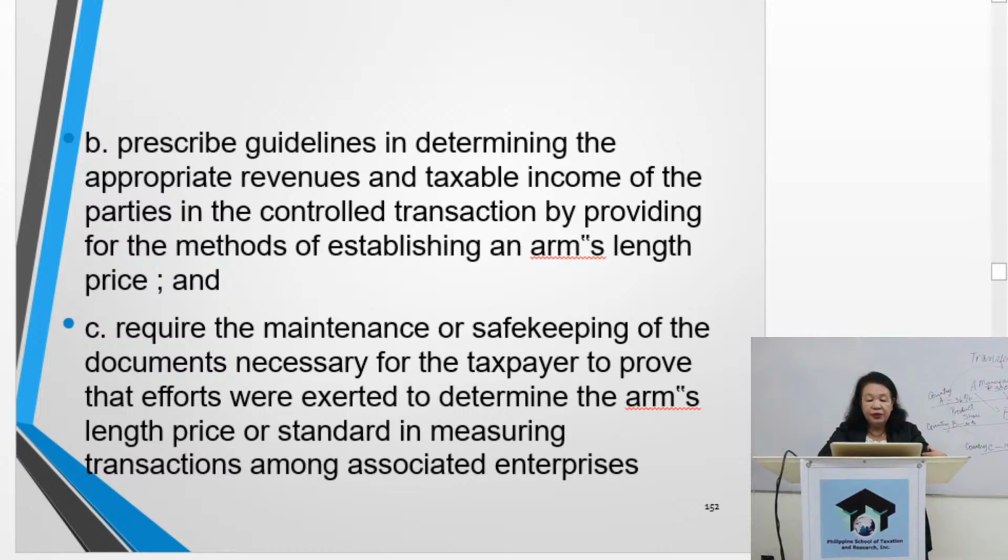Meron tayong mga methods. No? At may sinasabi siya dito na arm's length price. Ano ba itong tinatawag na arm's length price, no? Meron tayong discussions diyan on the arm's length principle.